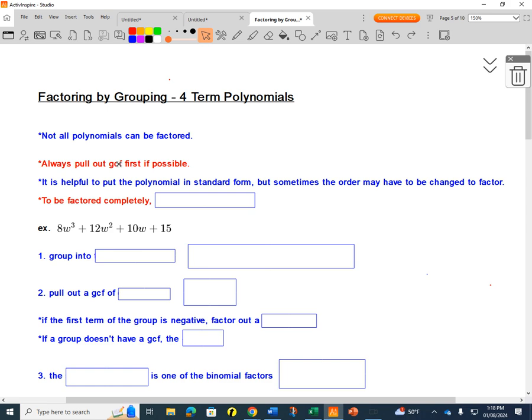Greatest common factor, exactly. Let me make sure I updated Shamari's attendance while I'm thinking about it. Yeah, come on up.